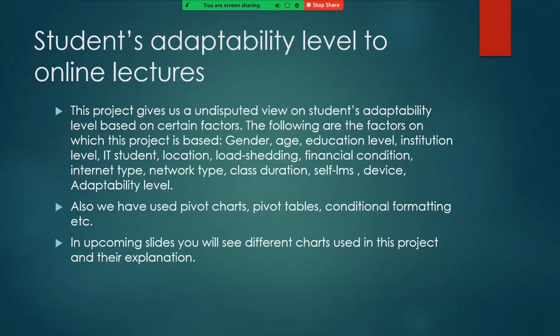Students' adaptability level to online lectures. Now, you may think, why this project? Because this is the latest topic which we are discussing right now in every sector. Because there are offline classes, there are online classes, but mostly due to this COVID situation, we are mostly doing online lectures. And as they said, the fourth wave is also going to hit. So online lectures, we better get used to it, instead of seeing it as a taboo.